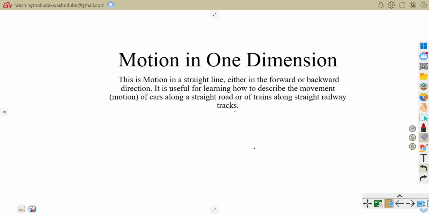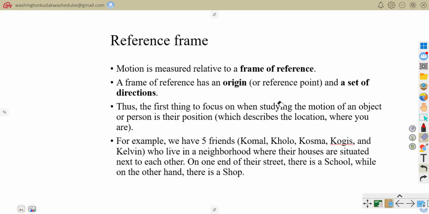So now I want us to start on our motion in one dimension. For us to start describing or learning about motion, we need to first describe what we refer to as a frame of reference. We touched on this when we were doing vectors. A frame of reference is just a reference point or a point of origin where you are starting.